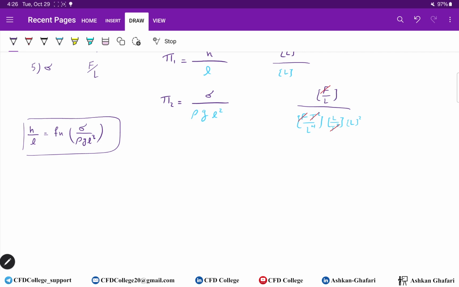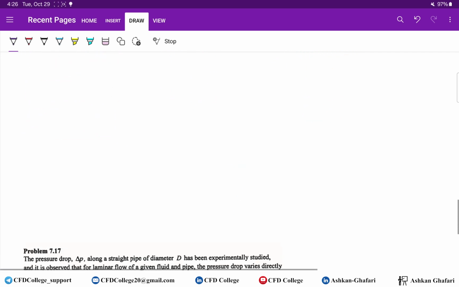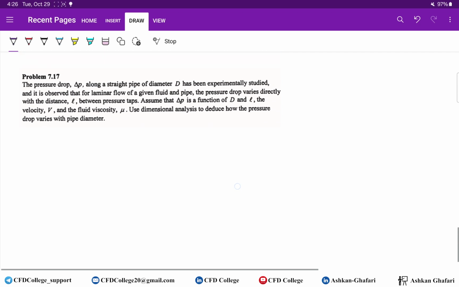This was really easy. Let's jump to the last problem, problem number 17. The pressure drop delta P along a straight pipe of diameter D has been experimentally studied. And it is observed that for laminar flow of a given fluid and pipe, the pressure drop varies directly with the distance L between pressure taps.